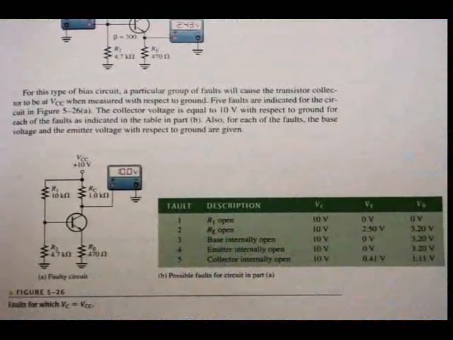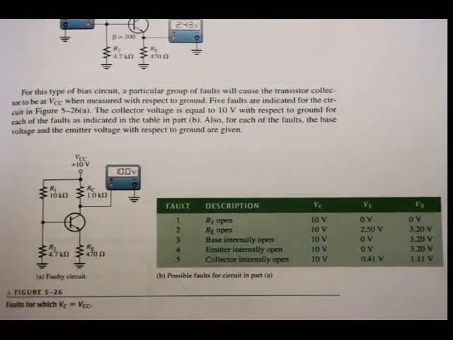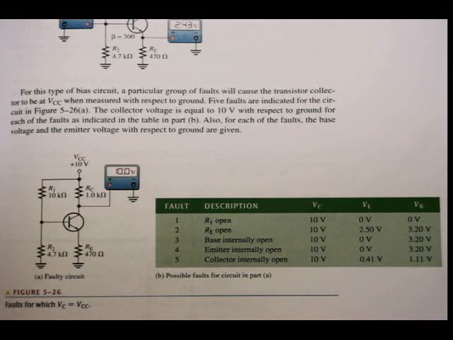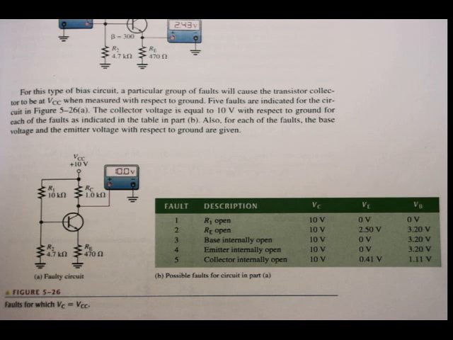The ones discussed here in your book will give you a fairly good foundation. I say for this type of bias circuit, a particular group of faults will cause the transistor collector to be at VCC when measured with respect to ground. What do I know if I go and measure the voltage VC or VCE and it's equal to the supply voltage VCC? Then I can see the transistor is in cutoff. Now then I must go and find out what is the problem. Why is it in cutoff?